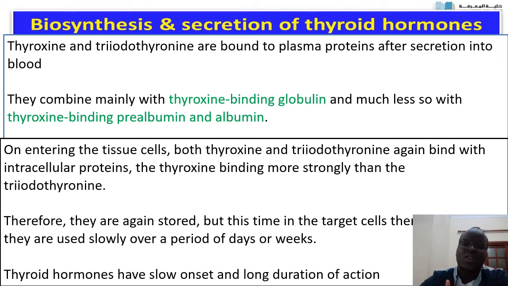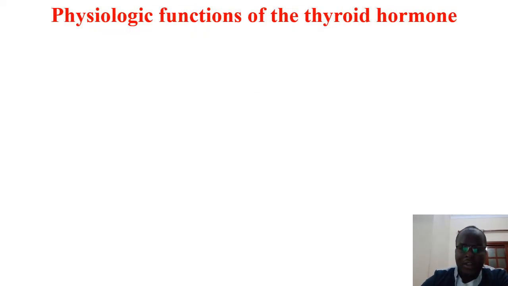So the effect of thyroid hormones can take a bit of time. Thyroid hormones have a slow onset and long duration of action. The duration of thyroid hormones will be elongated because they're being stored at the level of transportation, and within the target cells they are stored again. So they will slowly have an effect on these cells that are using the thyroid hormones.